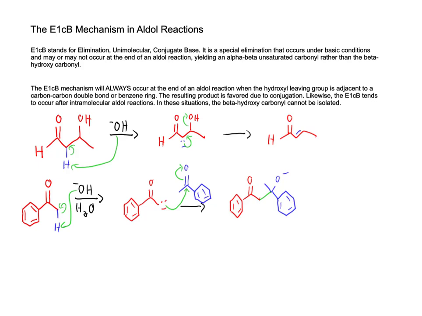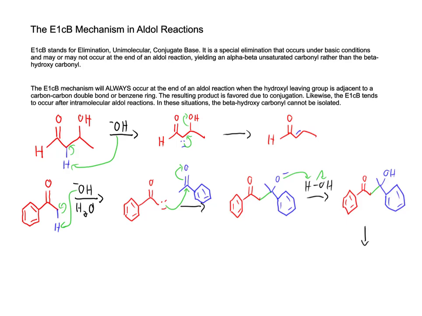Of course, after that, we have the easy step where we simply protonate with H2O. What you should notice at this point, however, is that the hydroxyl group is adjacent to a benzene ring, which means we are always going to do the E1CB mechanism. What's nice is we don't need to worry about stereochemistry when we do this because we're going to be making a double bond. So we do need to remember, however, that we are going to do the E1CB.